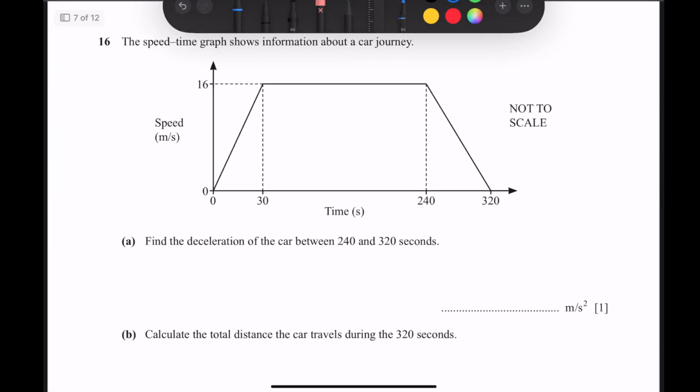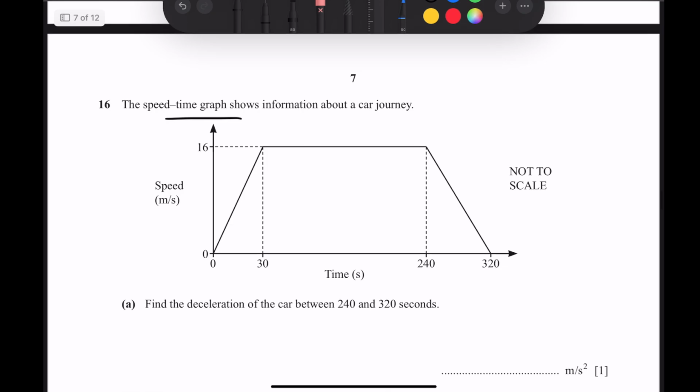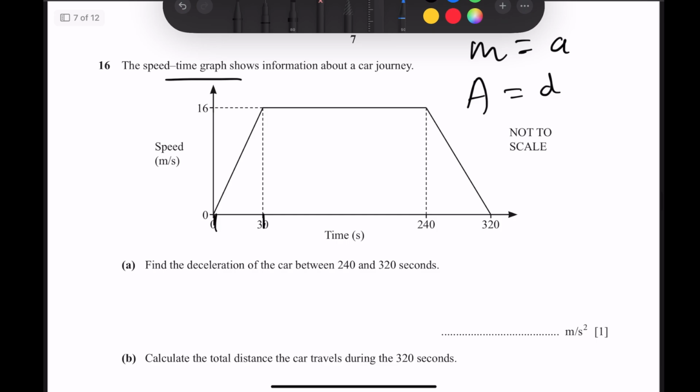Now question 16 says, the speed time graph shows information about a car journey. For any speed time graph, there are two key facts. The gradient at any point would be equal to the acceleration at that point, and the area under the graph between two times is equal to the distance traveled in those two times. So question A says, find the deceleration of the car between 240 and 320 seconds. So between this and this.